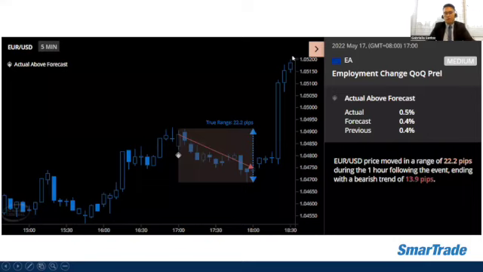So for the euro dollar, the price moved in the range of 22.2 pips, and 1 hour after the event, it ended with a bearish trend of 13.9 pips.